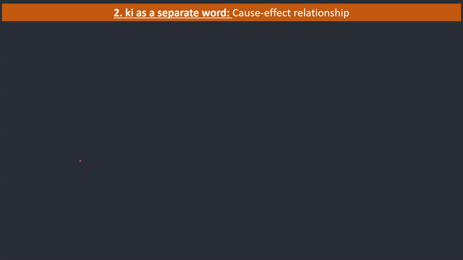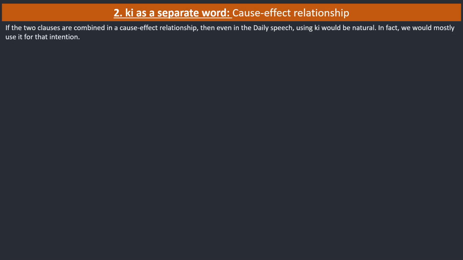Burada bir neden ve sonuç ilişkisi var. So, bu sefer öncekine benziyor ama farklı. Önce burada tanıma bir bakalım. Eğer bu iki clause bir neden ve sonuç ilişkisiyle bağlanırsa, kombine edilirse veya birleştirilirse günlük hayatta bile ki'yi doğal bir şekilde kullanabiliriz. Ve aslında bu amaçla kullanıyoruz. Kullanırken niyetimiz bir neden ve sonuç ilişkisi kurmak.